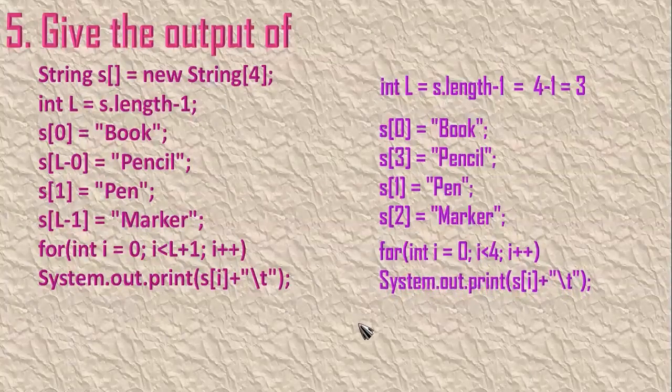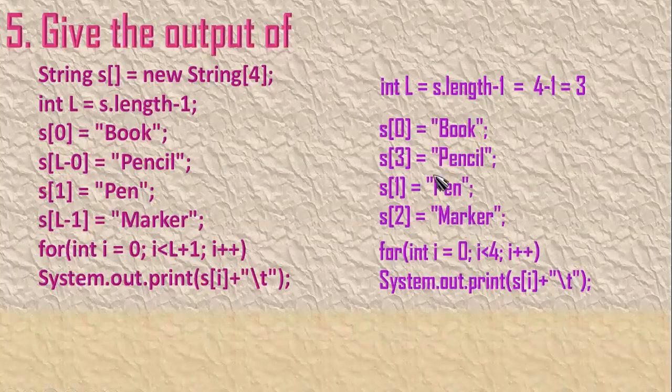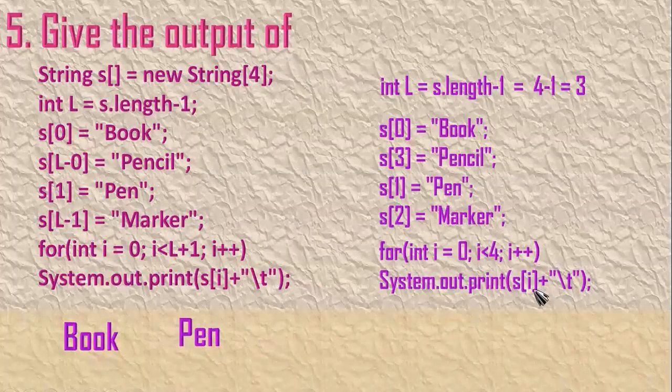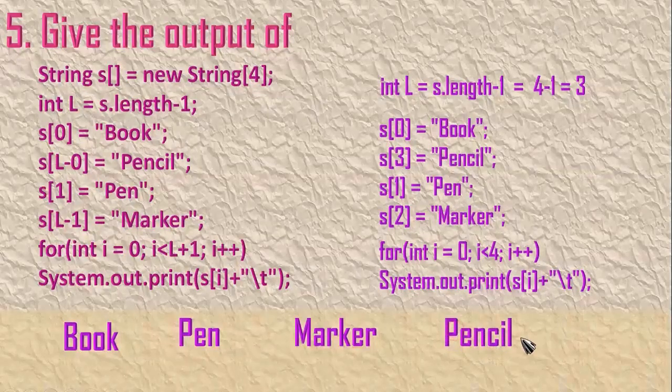So when i is equal to 0, book will be the answer. So it will print book and then it leaves one tab space. Then when i becomes 1, pen will be the answer. Then again one tab space, it will become 2. When it becomes 2, marker will be the answer and then one tab space. Again i will be 3 and then pencil will be the answer. One tab space. When it becomes 4, it will be false, so it will come out of the loop. Only this much will be the answer.